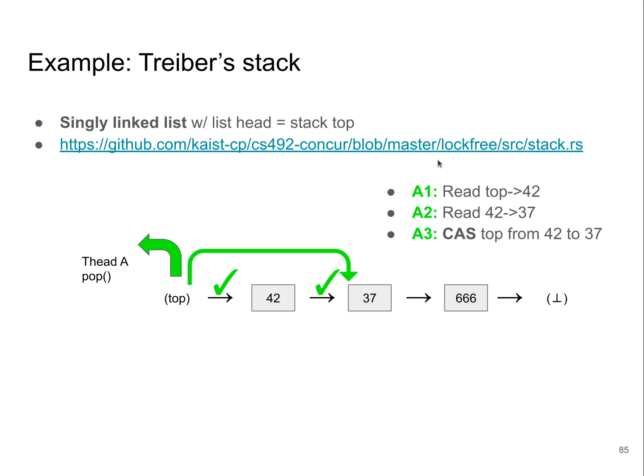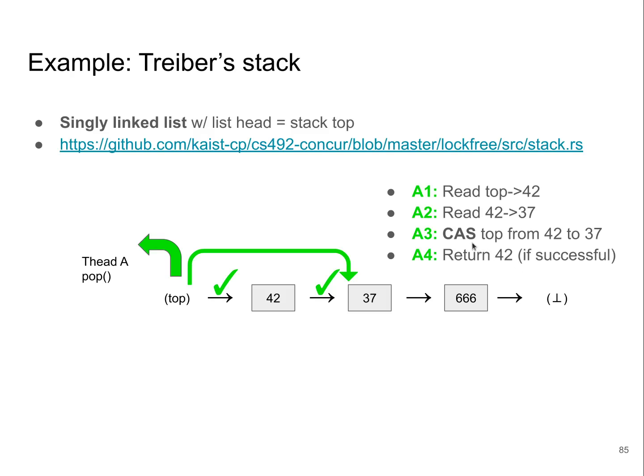And the next step is performing a compare and swap on top. This is a pointer that was originally pointing to 42, and you have to perform a CAS from 42 to 37. As a result, the top is now pointing to 37, if successful. After that, you can return 42, because you effectively changed the stack state from 42, 37, 666 to 37 and 666. So you just popped the first value 42 at this step. By performing the CAS from 42 to 37, 42 is removed from the stack, so you can successfully return 42.